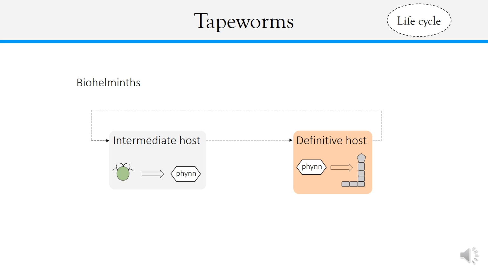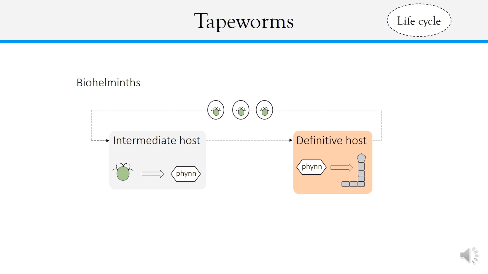And then the mature form of the parasite will generate eggs, and these eggs will make the next round of the circle. They will be used for infection of the next intermediate host. So here you may see a very simplified basic scheme of the life cycle of a tapeworm.